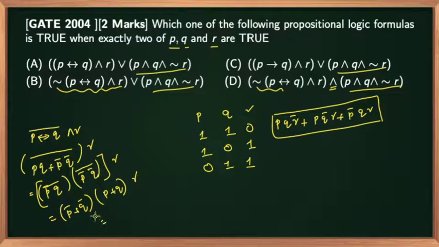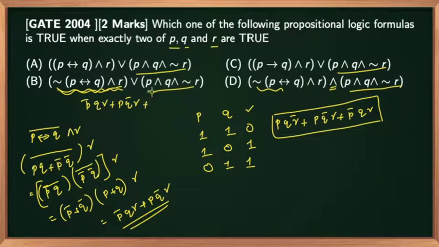So that's equal to P bar Q R plus P Q bar R, right? So this portion is getting evaluated as P bar Q R plus P Q bar R. Now I have this portion that is equal to P Q R bar. So that is the expression we are expecting. So the answer should be B.